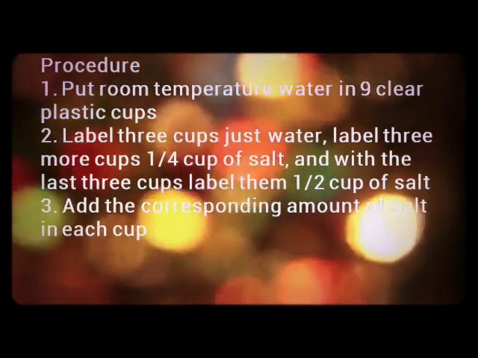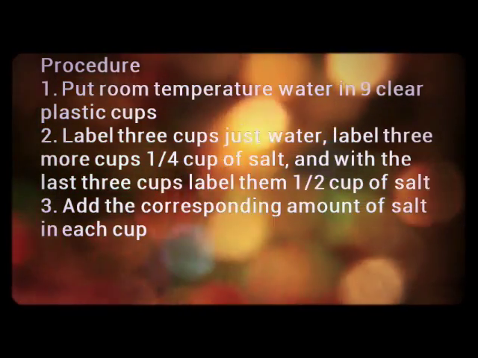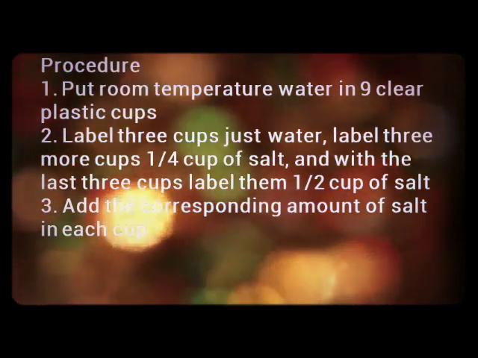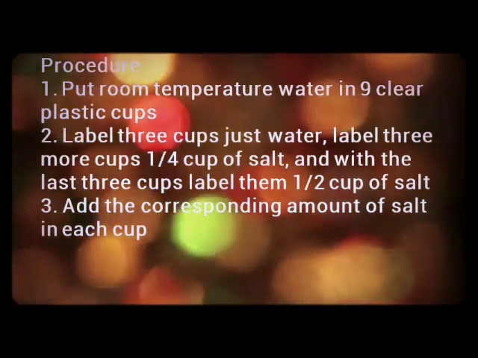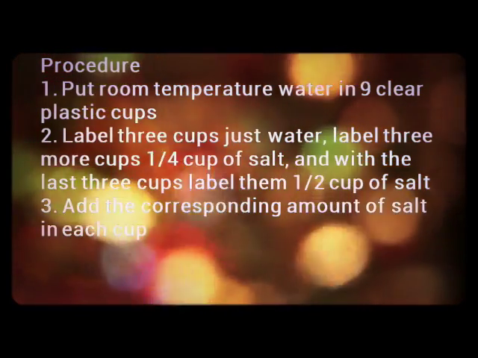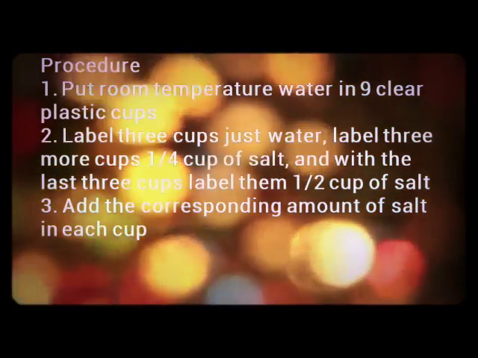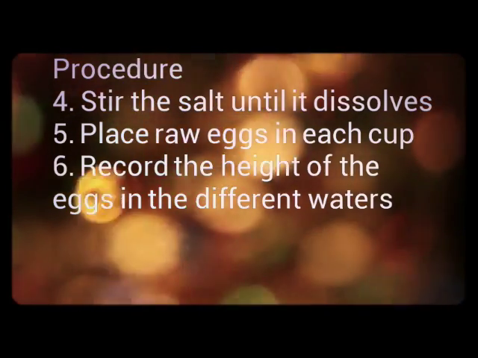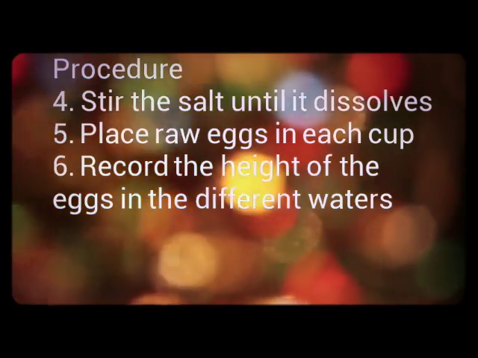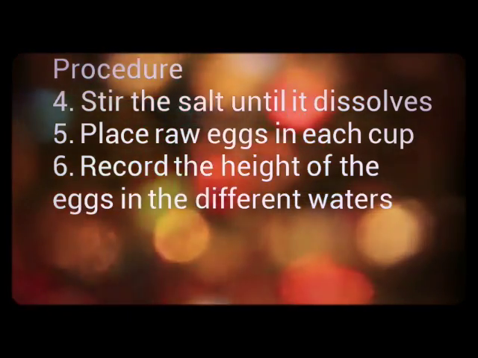My procedure was put room temperature water in 9 clear plastic cups. Label 3 cups just water, label 3 more cups 1/4 cup of salt, and with the last 3 cups, label them 1/2 cup of salt. Add the corresponding amount of salt in each cup. Stir the salt until it dissolves. Place raw eggs in each cup. Record the height of the eggs in the different waters.